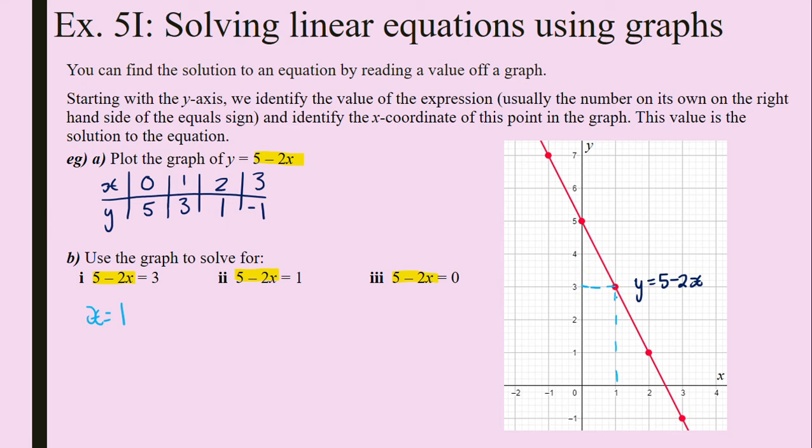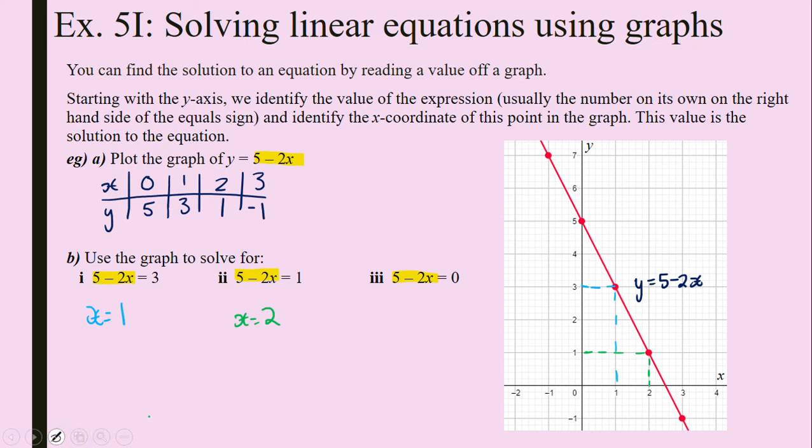When we hit the line, we draw it straight down to the x-axis. For the next one, 5 minus 2x this time equals 1. So when y equals 1, we draw a line across, or we use our ruler, or we use the grid lines, and we go down to x equals 2. You can also interpret that from your graph, your table of values, if those values are included.